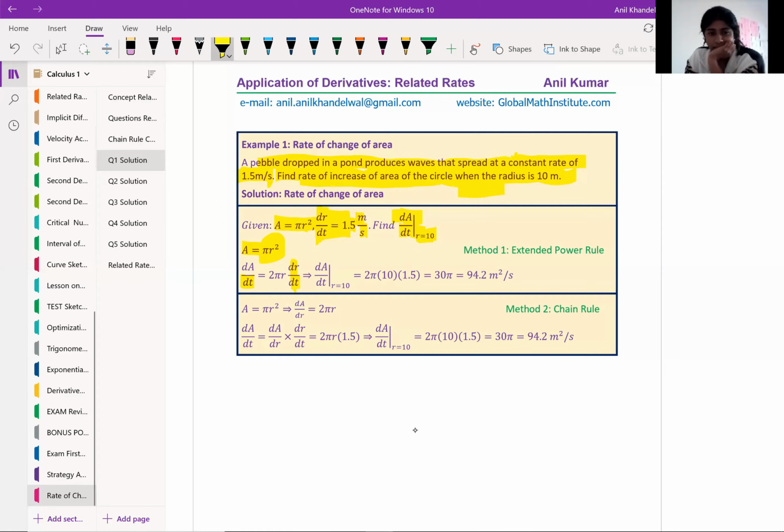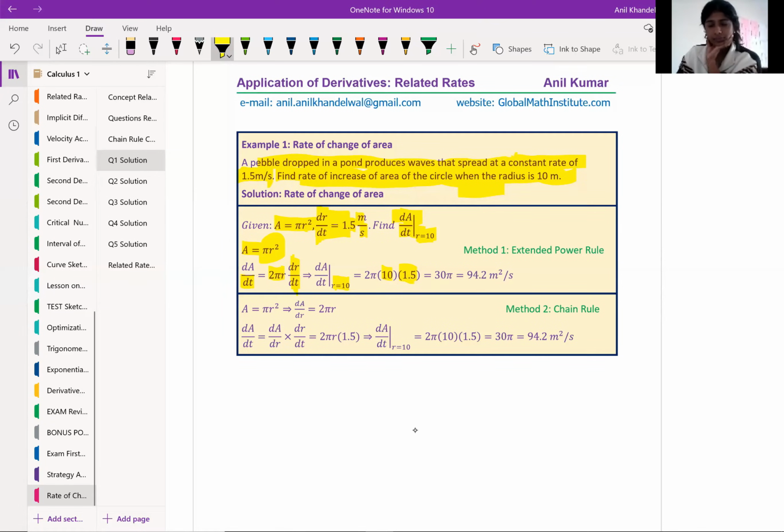Outside function, 2 pi r, right? Chain rule, dr/dt. You have to still differentiate r, which is a function of time, correct? You are given what is dr/dt, which is 1.5. You are going to substitute that particular value. Now, since we want dA/dt when r is 10, I replaced r with 10, and dr/dt when r is 10 was also the same because it is constant, it is going to remain the same. So at any radius, it is 1.5.